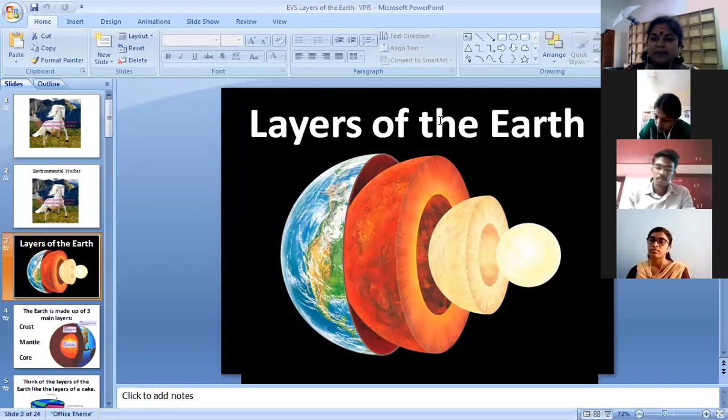It is a watery planet. Of course, you know, nearly 3/4 of its surface is covered by water. And the major components are air, water, soil, then all living organisms, and abiotic components.